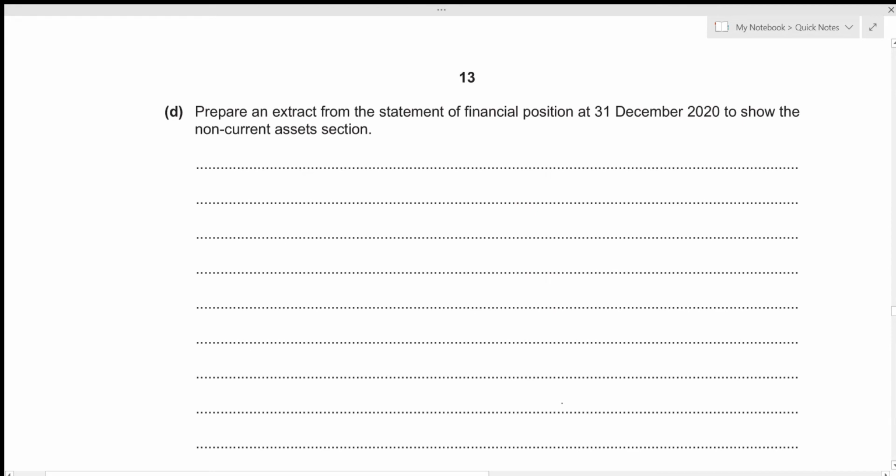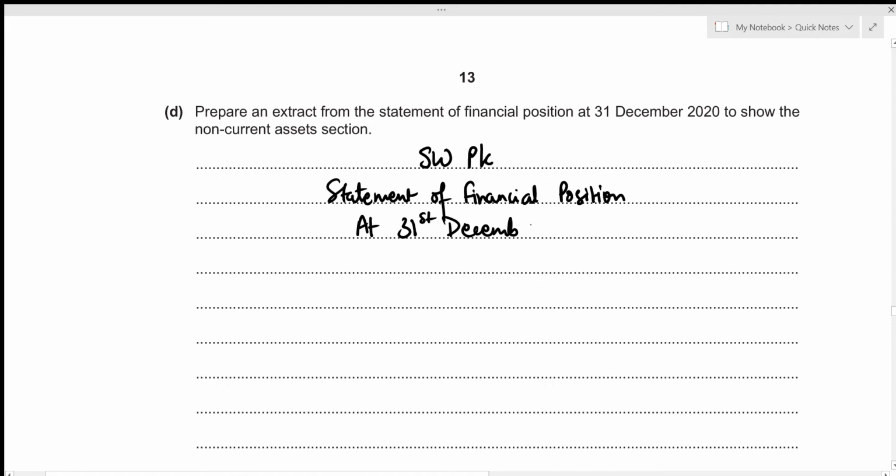We need to prepare an extract from the statement of financial position at 31st December 2020 in order to show the non-current assets section. Alright, we're preparing the statement of financial position for SWPLC. That's statement of financial position, and this is at the date of 31st December 2020. Okay, and we are only preparing the non-current assets section.